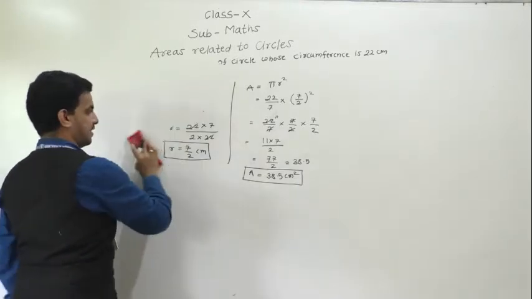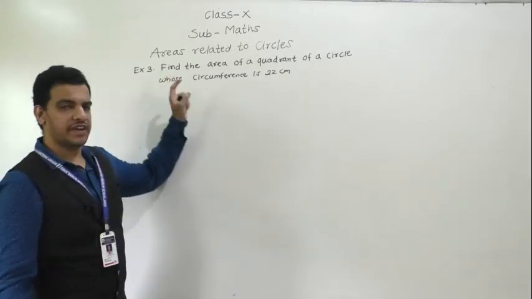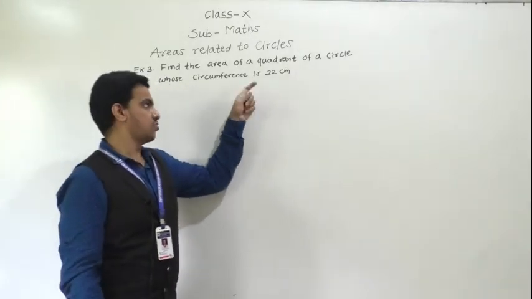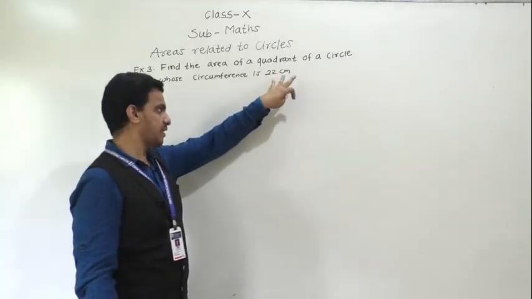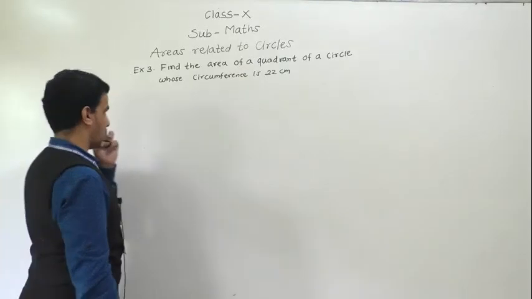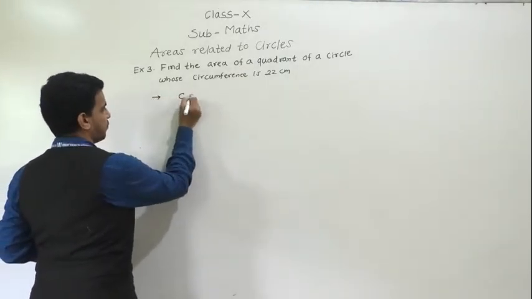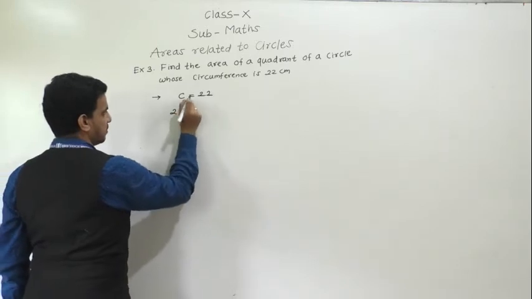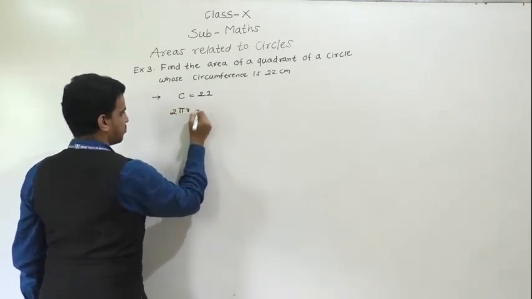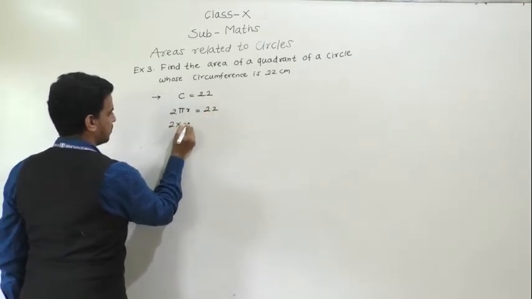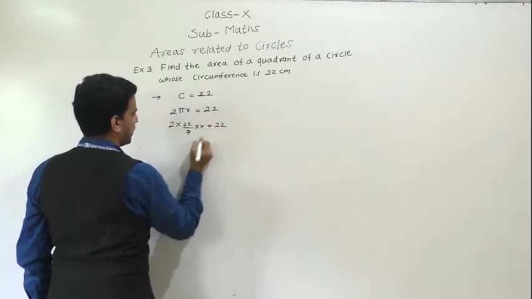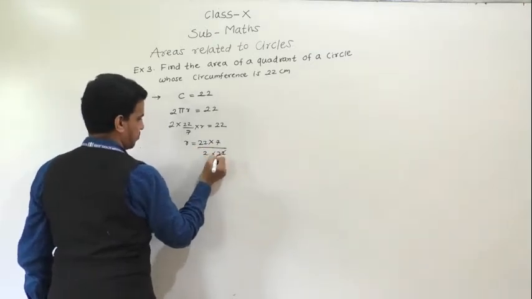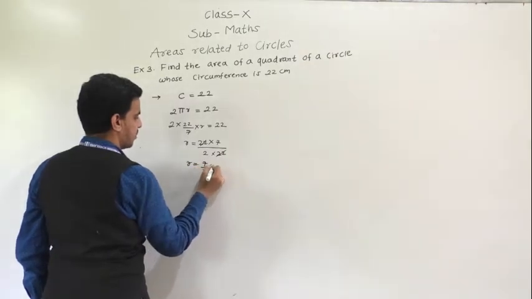Now we will take the third example. The third example is: find the area of a quadrant of a circle whose circumference is 22 centimeter. The circumference of the circle is 22 centimeter given, and we have to find the area of a quadrant of a circle. So first we have to find the radius. The circumference is given as 22, so C is equal to 22, so the circumference, that is 2 pi r, is equal to 22. So 2 into 22 by 7 into r is equal to 22, so r is equal to 22 into 7 divided by 2 into 22, so this will get cancelled. R is equal to 7 by 2 centimeter.